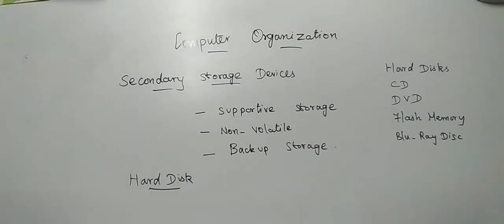The hard disk is seen inside your computer. This is your magnetic disk, and it has a stack-like arrangement. What do you mean by stack? Stack means it is arranged one by one.